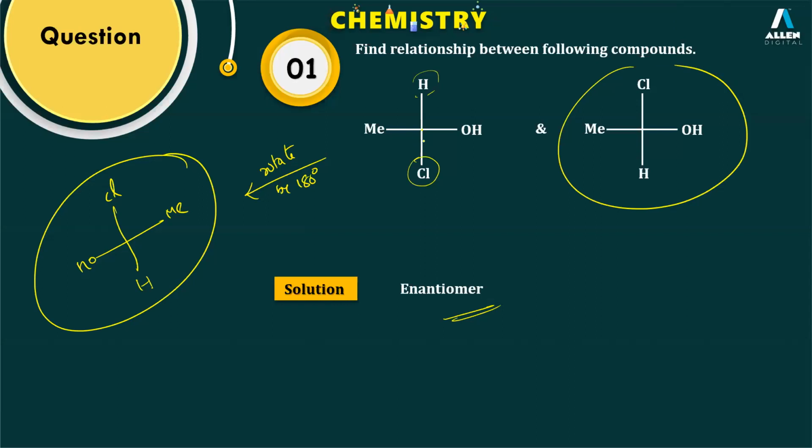Yes, sir. Like hydrogen and chlorine positions, hydrogen is top here, chlorine is bottom. I have made the chlorine go to top and hydrogen to bottom. So I have rotated by 180 degrees. And we all know rotation by 180 degrees does not change the stereochemistry or the configuration. So in this case, I am getting methyl on the right side, OH on the left side. Here methyl is on the left side, OH on the right side. So if I try to compare, these two are non-superimposable mirror images, nothing but enantiomers.